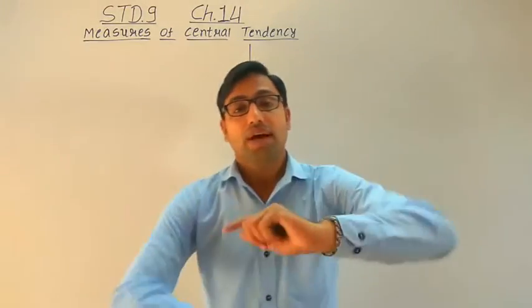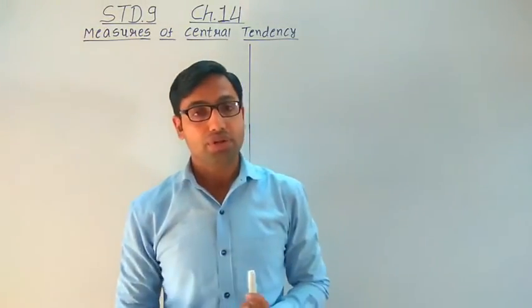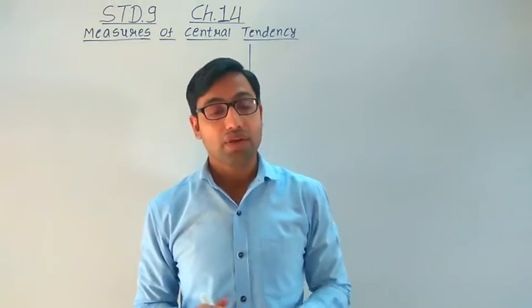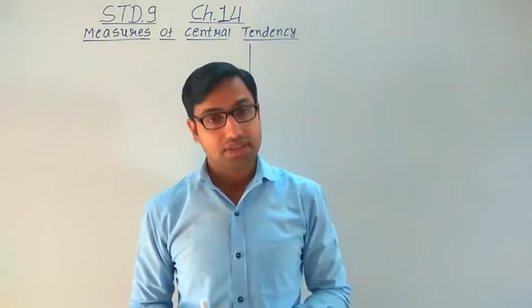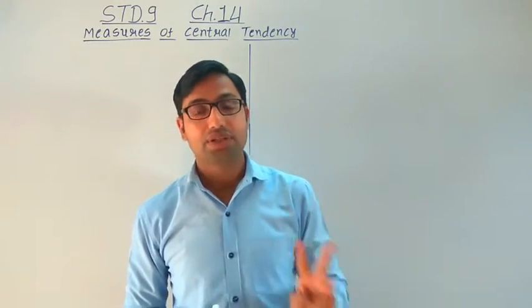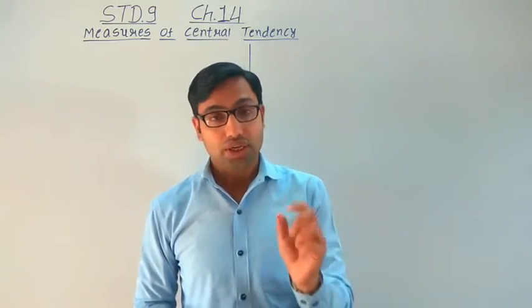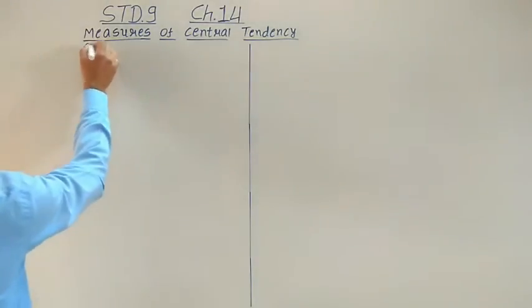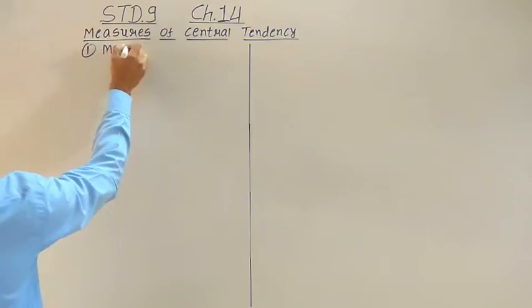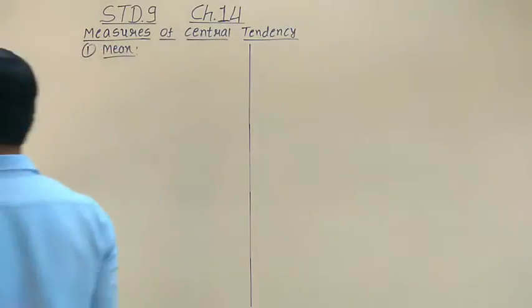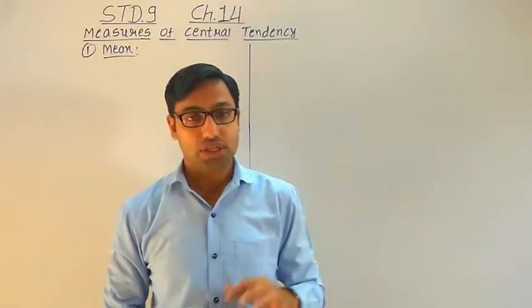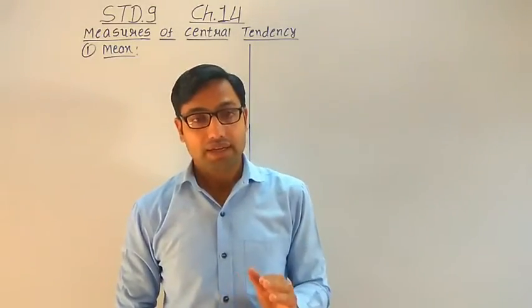Okay, so now here we have to study these three measures of the central tendency. First is the mean, second one is the median, and third one is the mode. So here, the first measure of the central tendency is the mean, right? So what is mean? Mean is actually average, right?